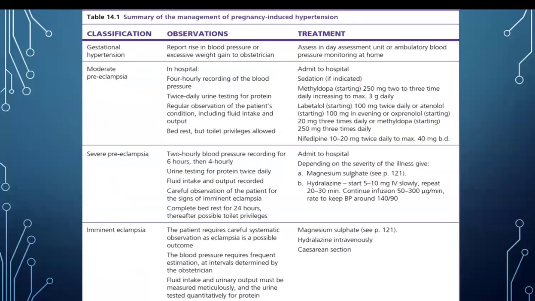Now, in this chart, there is a summary of management of pregnancy-induced hypertension and preeclampsia. So let's say your patient has only gestational hypertension, no preeclampsia. What would you do? For a patient with gestational hypertension, most of the time you might not even need to do anything. You can just monitor the blood pressure. And if it is really high, then yes, you can start antihypertensive for that patient. And really high means above 160 by 100.